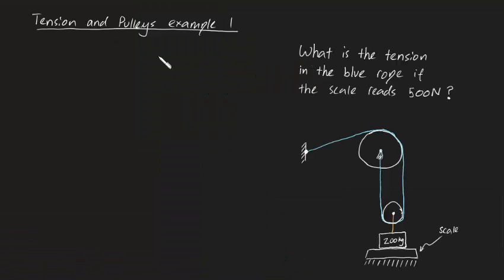G'day guys, this will be a fairly simple tension and pulleys example. And here we're asked, what is the tension in the blue rope if the scale reads 500 newtons?